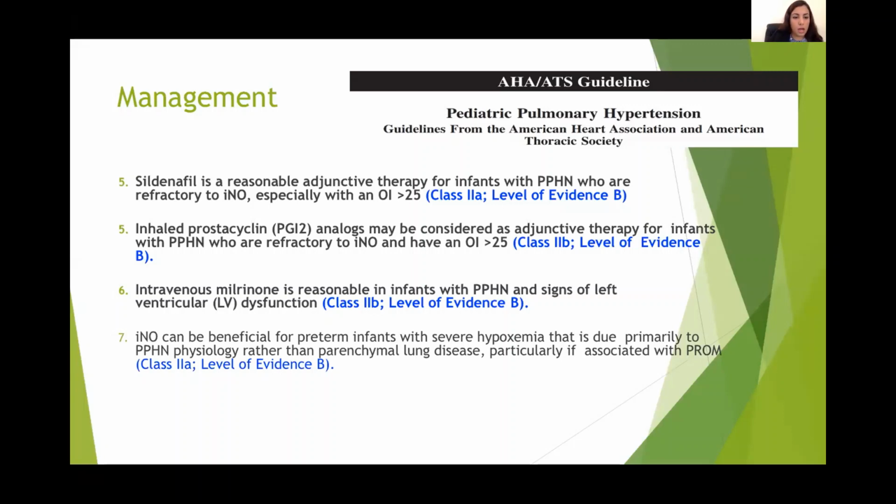And finally, iNO can be beneficial for preterm infants as well, especially if they have severe hypoxemia and when it is due primarily to PPHN physiology rather than parenchymal lung disease, and especially when it is associated with a history of PROM.